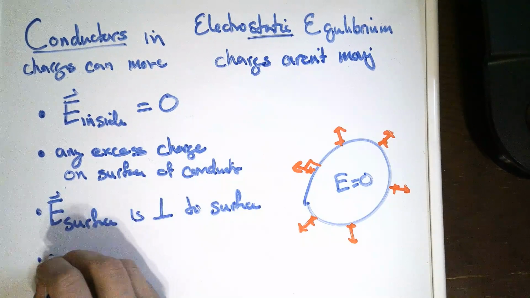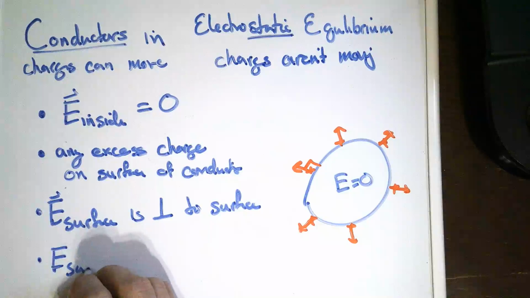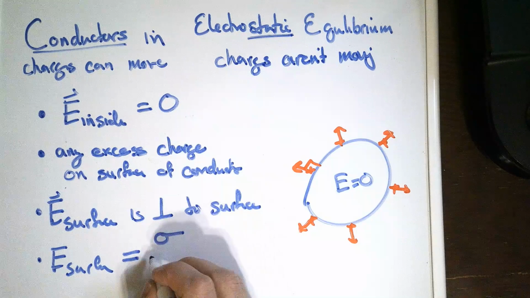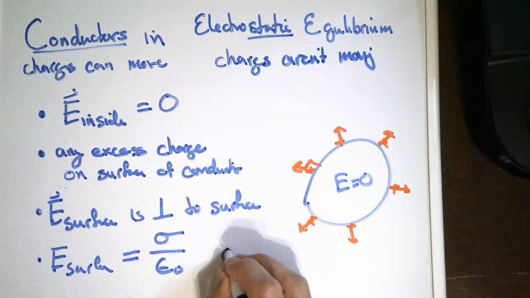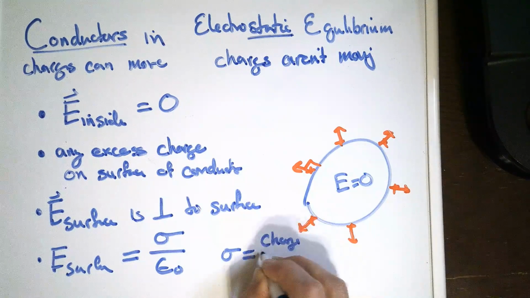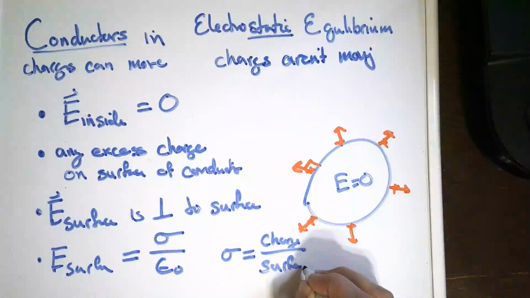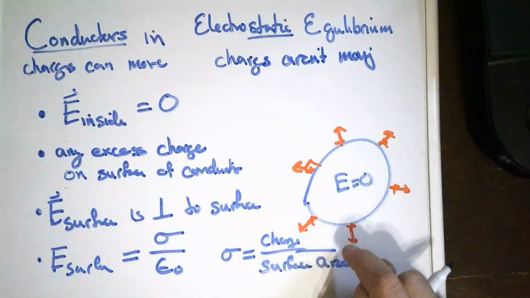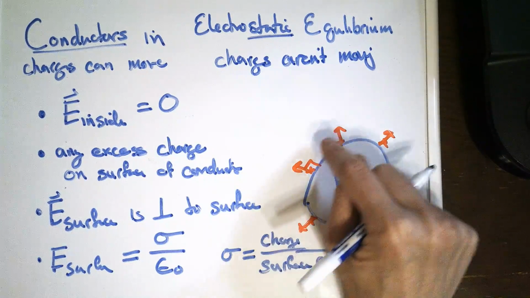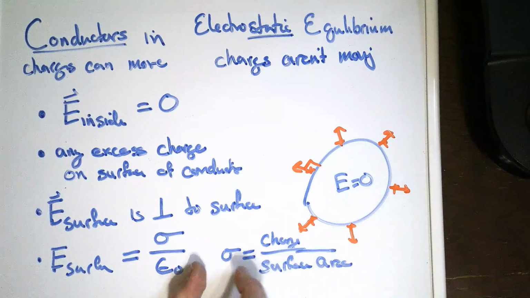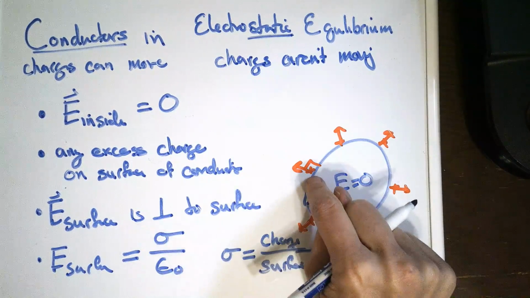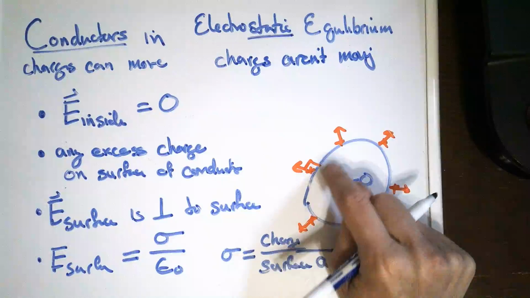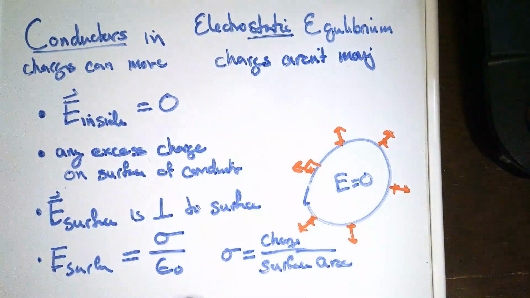Next thing, the magnitude of the electric field at the surface is going to be equal to the surface charge density, wherever you're looking on the surface, divided by epsilon naught. And remember, surface charge density is charge over surface area. So this is the charge that's on the surface divided by the surface area, and this doesn't have to be constant. You could have more charge at some part and less charge at other parts. But wherever you are looking for this particular electric field, well, the magnitude is going to be the surface charge density at that location divided by epsilon naught. All right, so these are the properties.